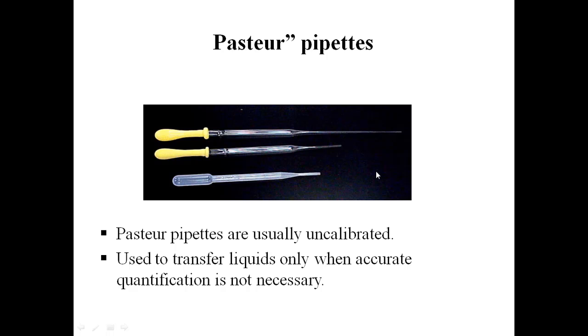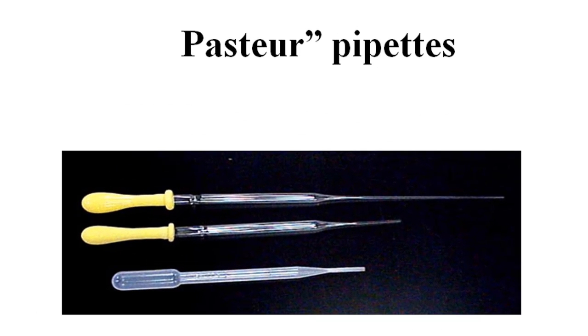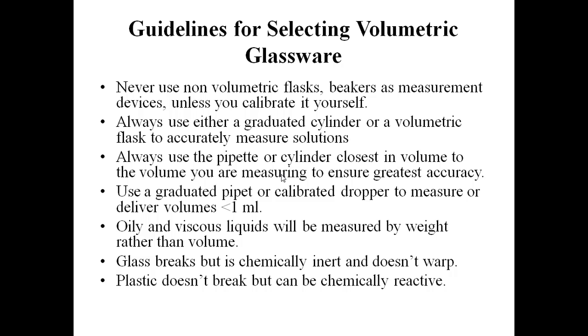There is one more pipette, known by the name Pasteur pipette, and Pasteur pipettes are usually uncalibrated. You can see this is the diagram of Pasteur pipettes, and all these three pipettes are uncalibrated. They are generally used to transfer liquids only when accurate quantification is not necessary. You can use these pipettes in your routine laboratory work, but you cannot use a Pasteur pipette for the standardization of chemicals required for the assay or during the titration.